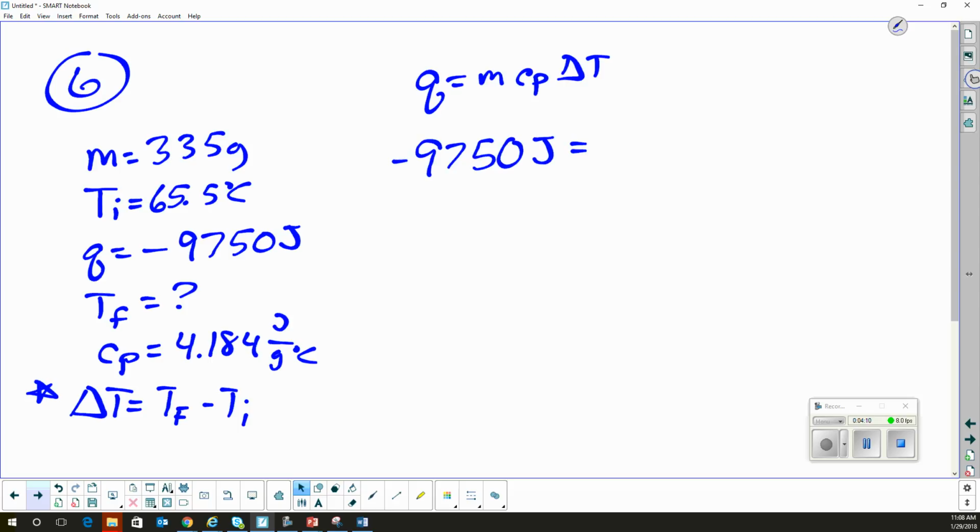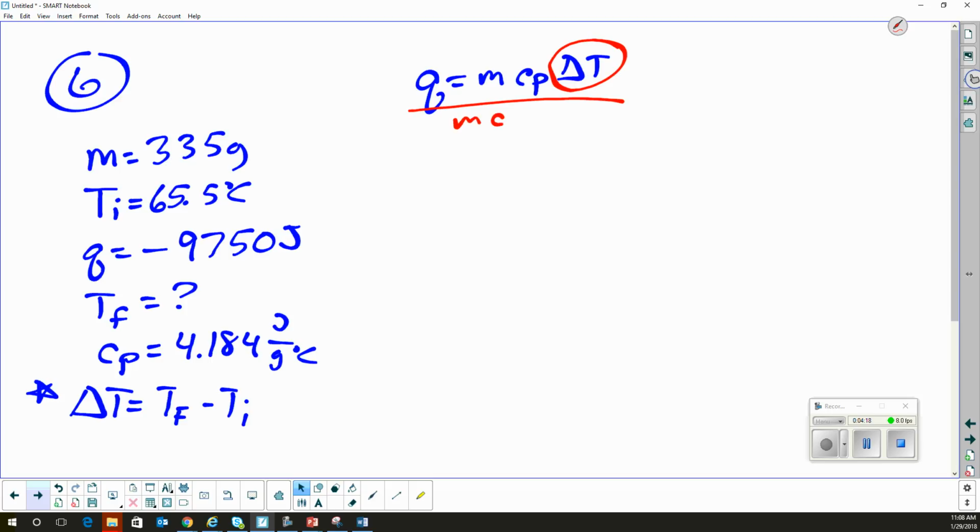9,750 joules equals, actually, let's rearrange it first. Remember, I like to circle what I'm looking for, divide both sides by everything else to get what I've circled by itself. So over here, that would cancel this out, and I would have delta T equals Q divided by mCp. Remember, that needs to be in parentheses. Plug in what you got. So I'll end up with negative 9,750 joules. Sorry, that didn't write very well.